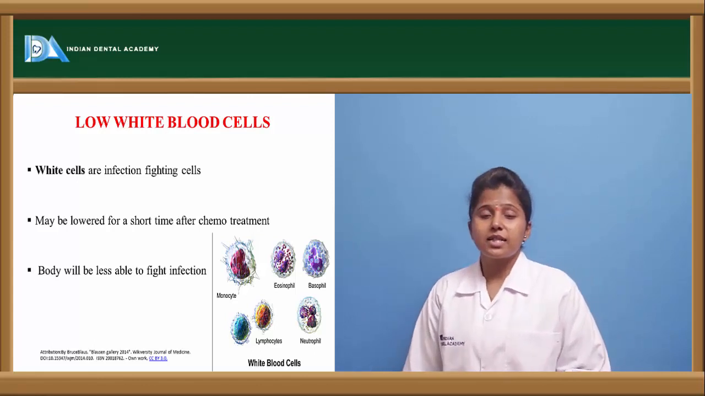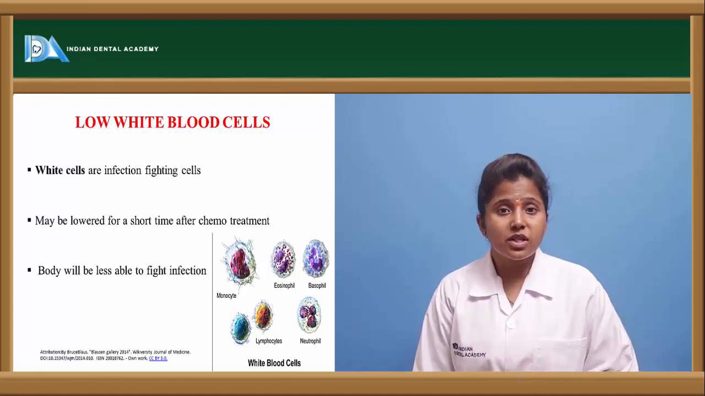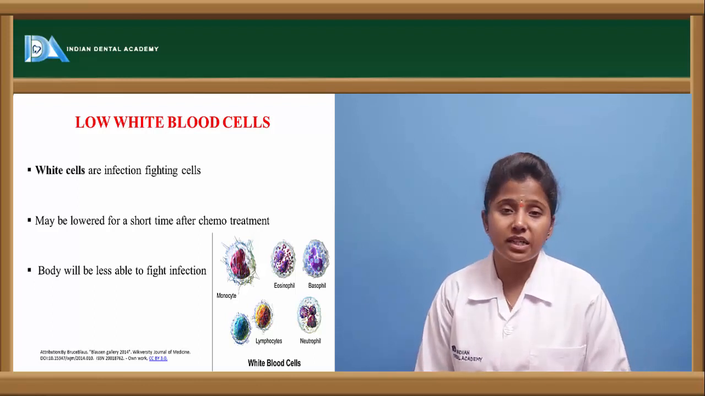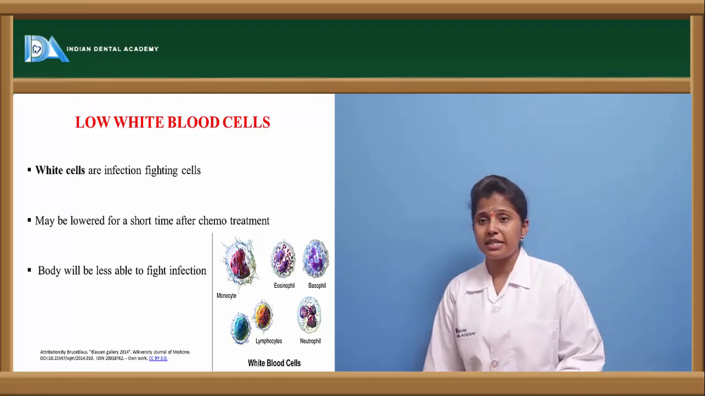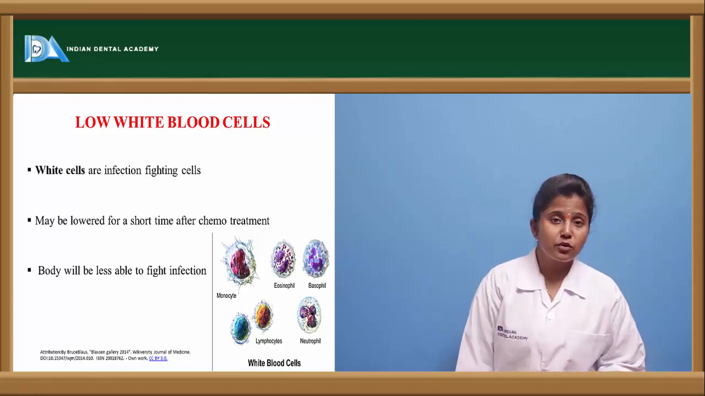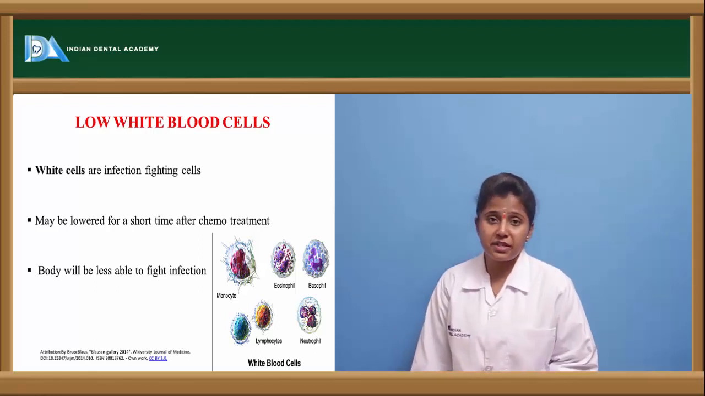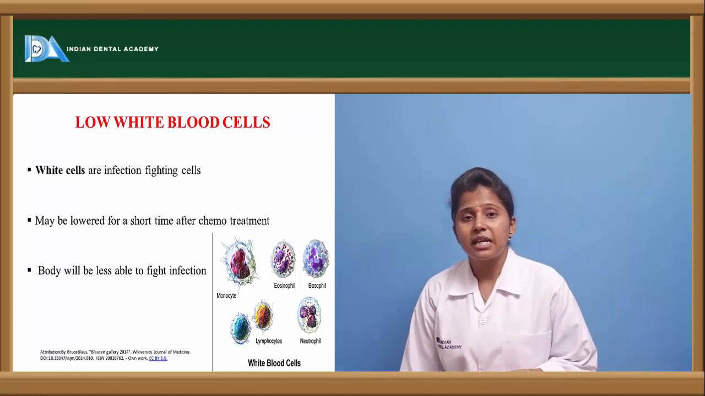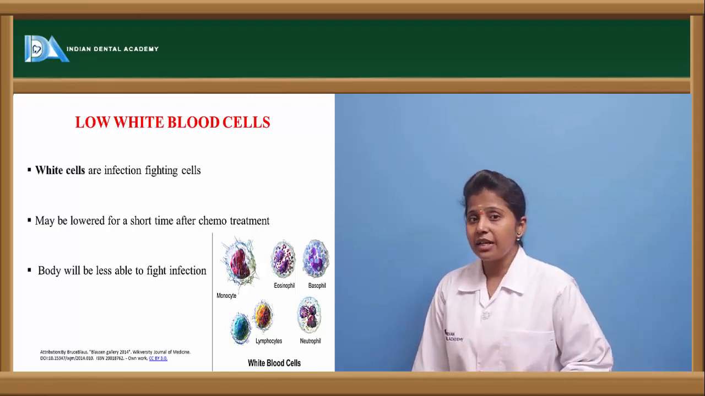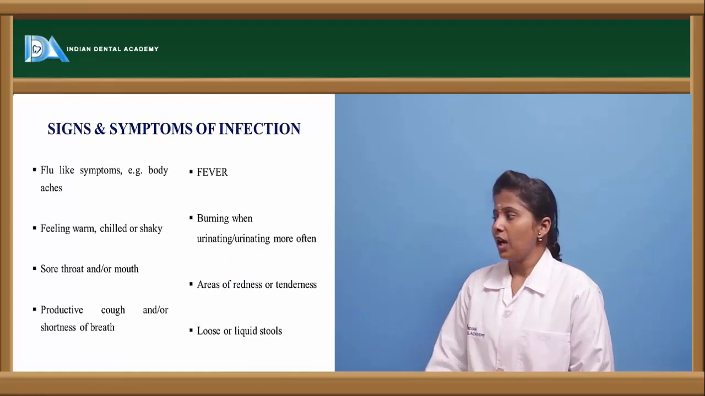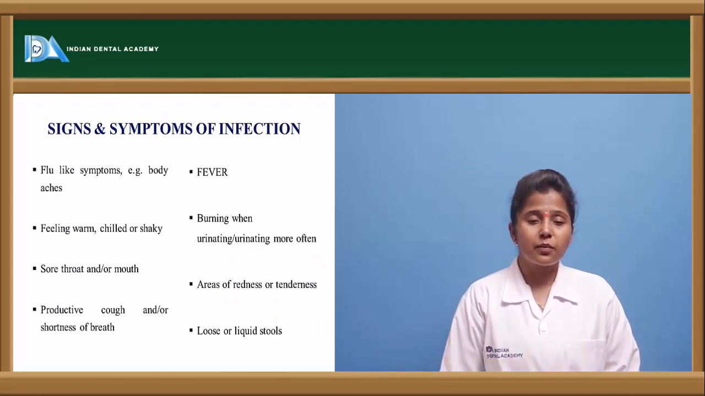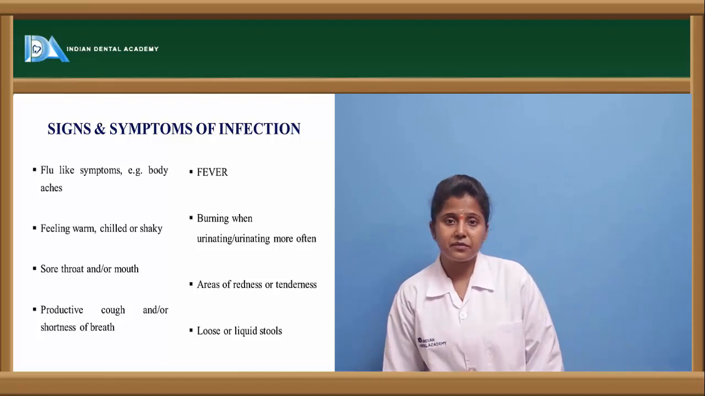If the white blood cells are lowered, then the immune system becomes weak, or else we can say the person will have the inability to fight against infection. So there are various white blood cells like lymphocytes, monocytes, eosinophils, basophils, neutrophils, etc. All these cells will be damaged, and thereby the person can't fight against the infection. What are the signs and symptoms of infection? If white blood cells are not functioning properly, then obviously the patient will be suffering from infection.